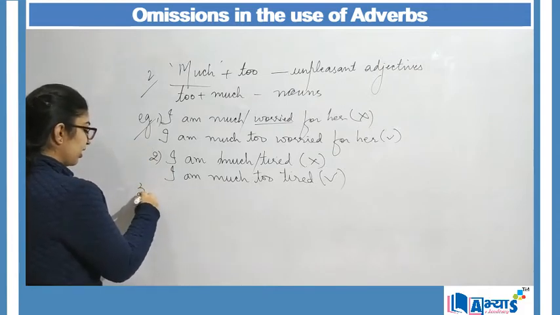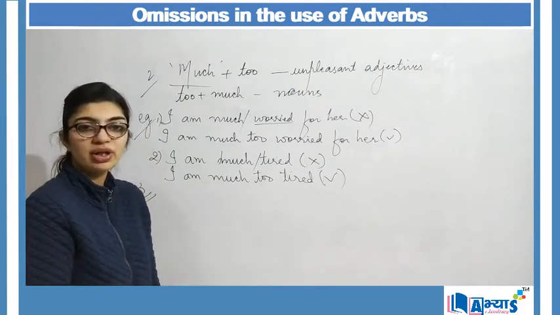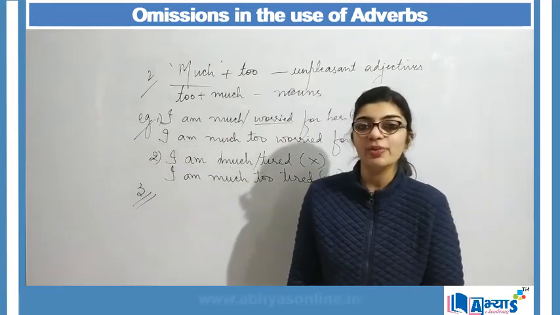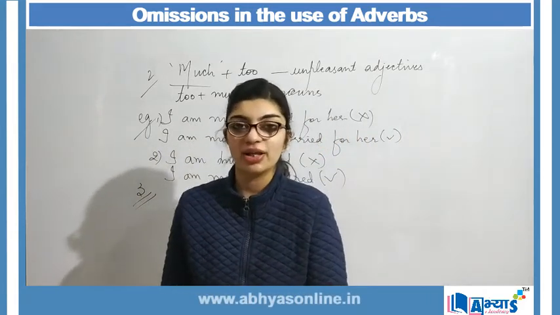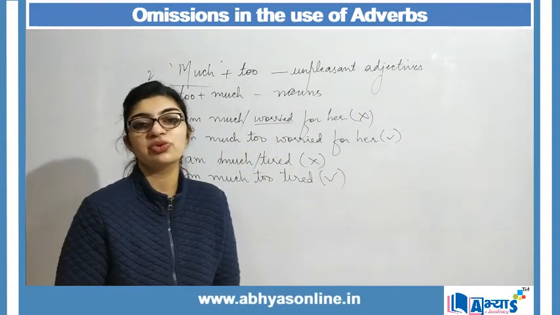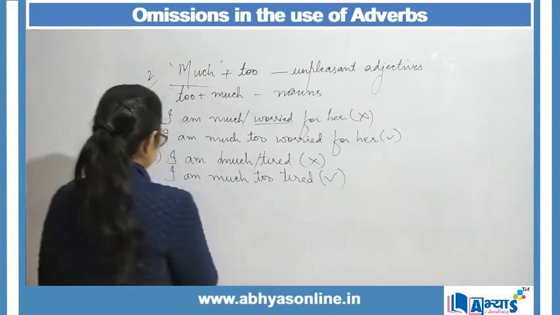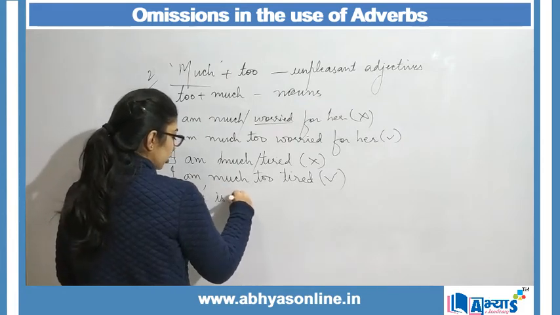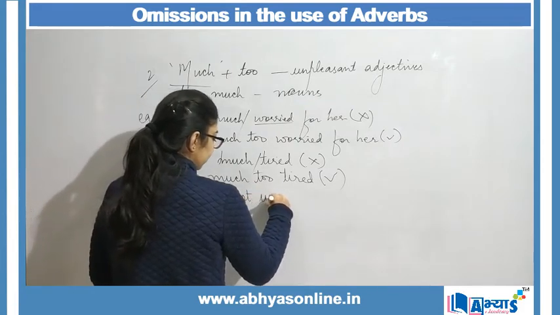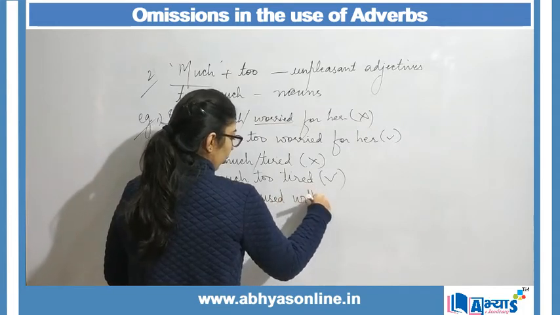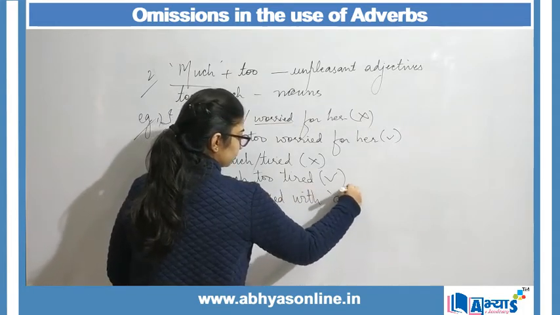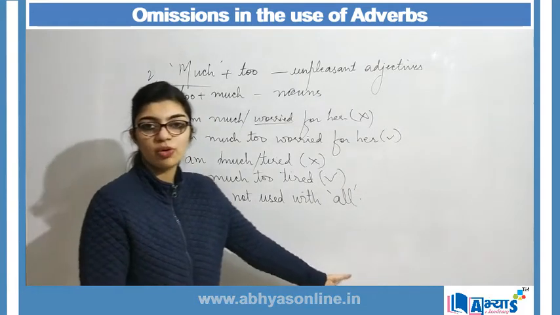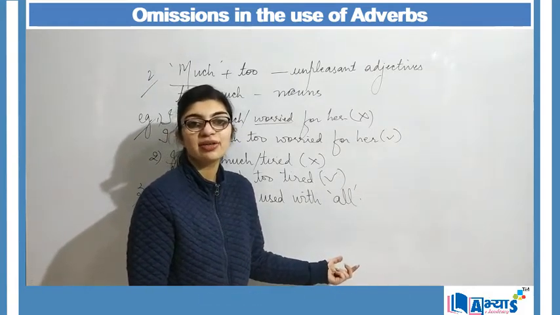Now the third area where we can go wrong is while using the word quite. Whenever we are making use of the word quite, we will not make use of the word all with it. Remember this case: quite is not used with all. This makes a sentence wrong.